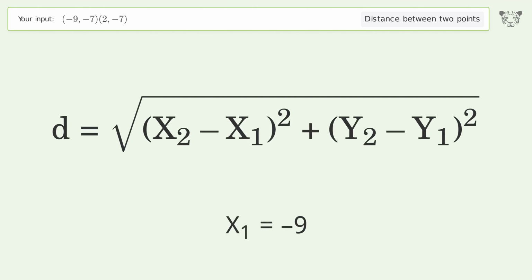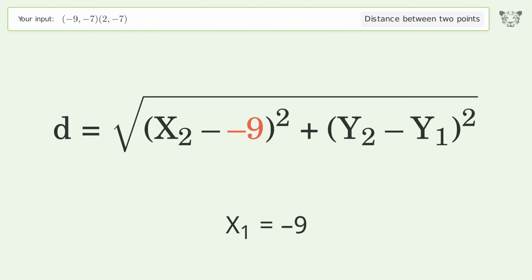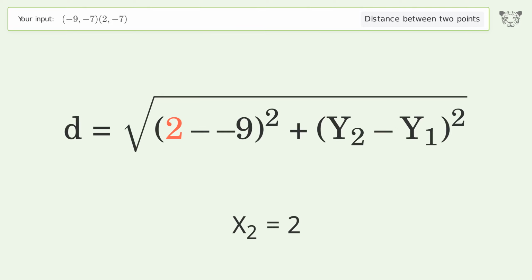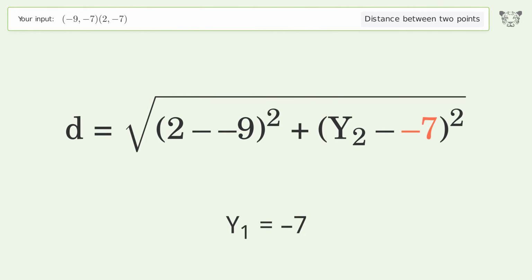x1 equals -9. x2 equals 2. y1 equals -7. y2 equals -7.